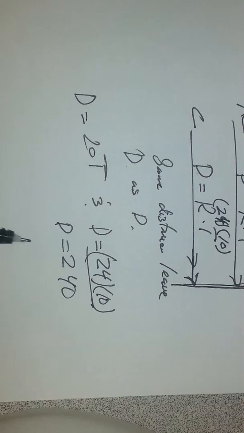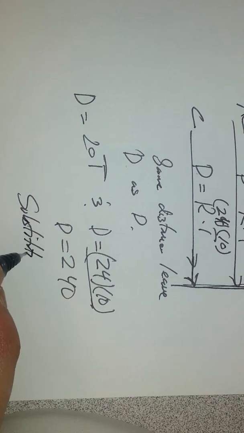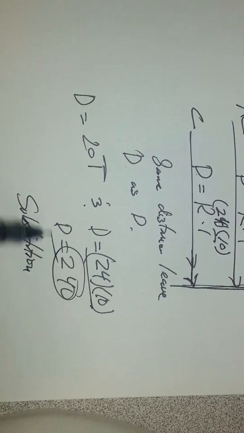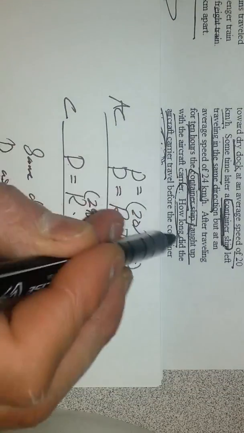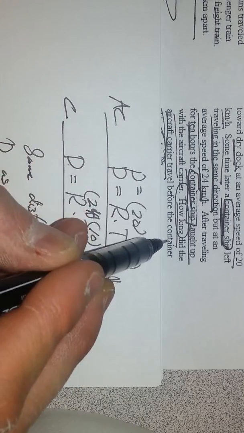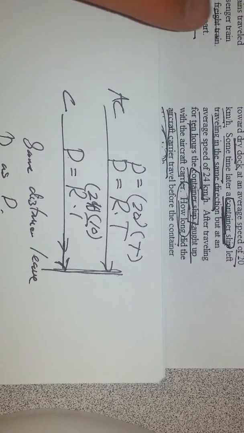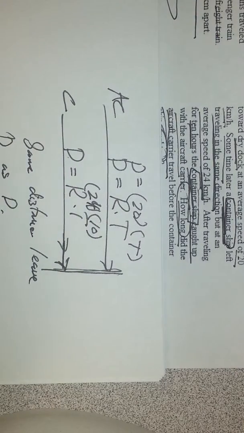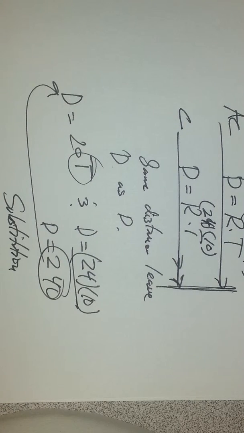And just like before, these problems don't really change a whole lot, but perhaps the complexity does. But this is essentially the same next step, which is we're going to use substitution to solve. We're going to plug this into D here, because our goal is to find how long did the aircraft carrier travel before the container ship caught up, i.e. I want the time, which is, you can clearly see, according to our setup, already set up to solve for T.